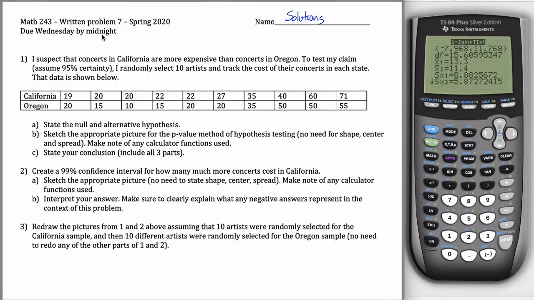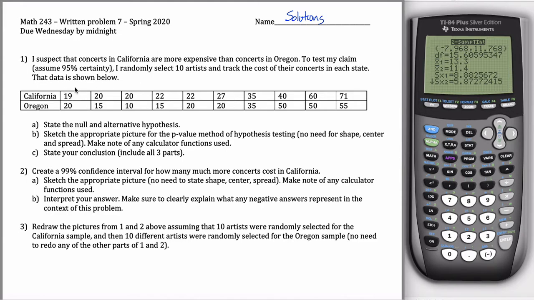All right, here are solutions to our seventh written problem from Math 243. The basic idea here is we're looking at concerts in California and Oregon. I suspect that in California they're more expensive. To test my claim, I randomly select 10 artists and track the cost of their concerts in each state. So note that it's the same 10 artists.